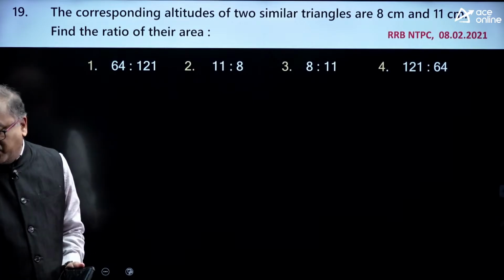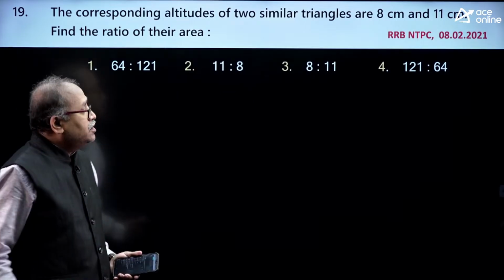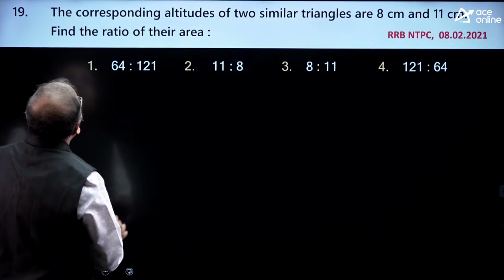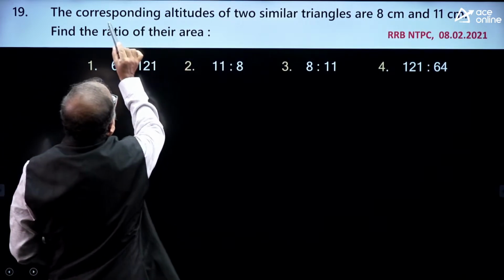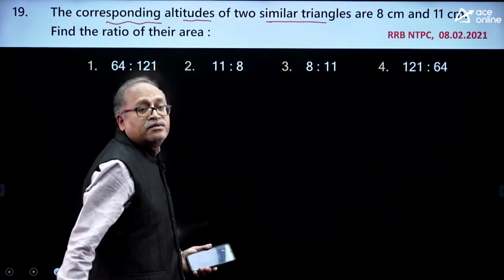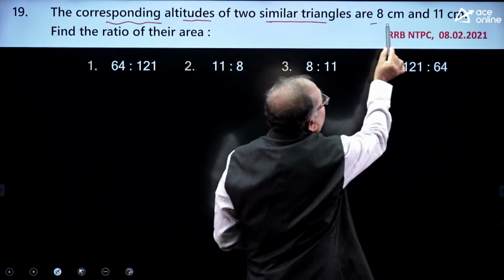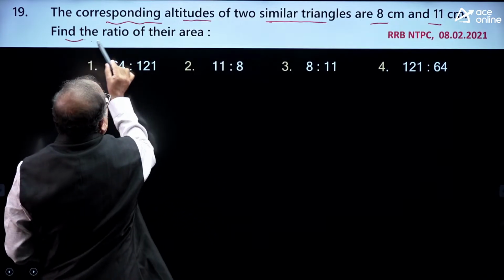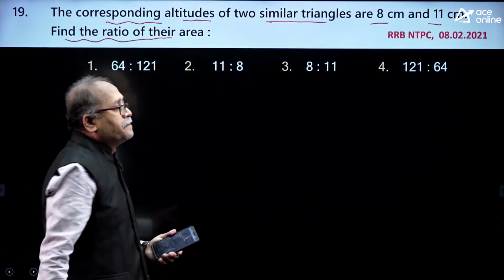The next question on your board is this. Let me see that. Are you comfortable over here? What is the question? The corresponding altitudes of two similar triangles are 8 and 11. So find the ratio of the areas.